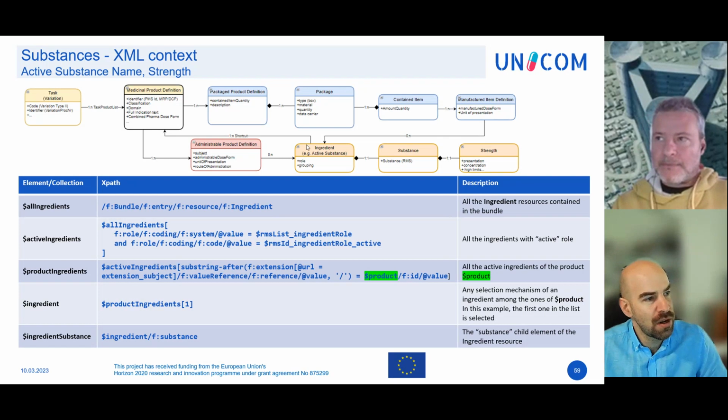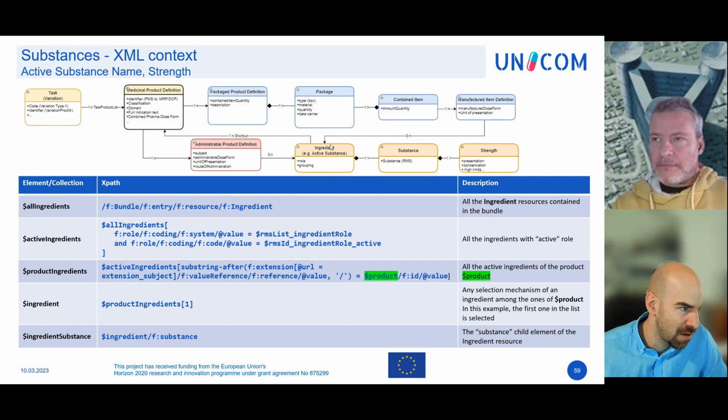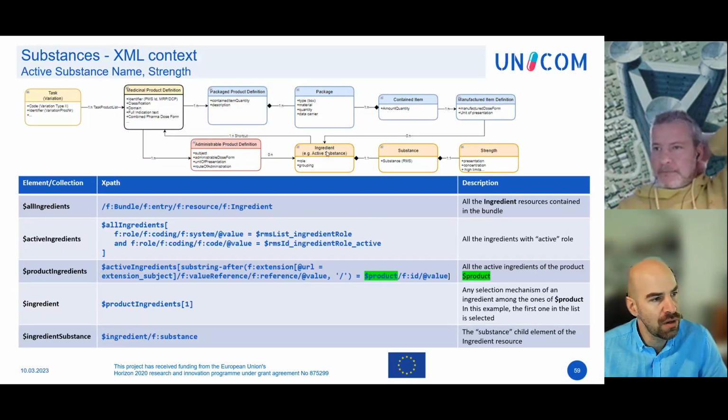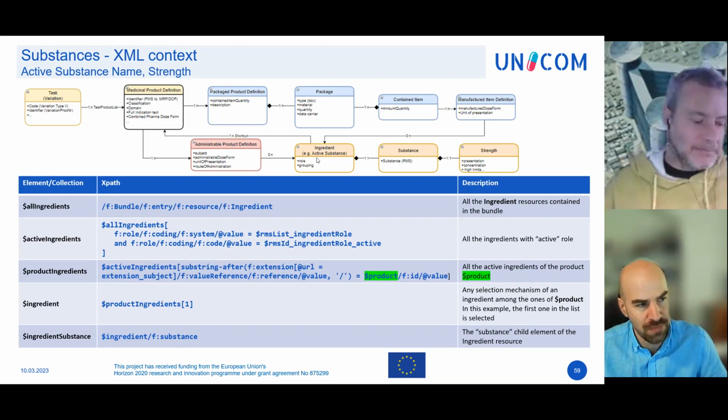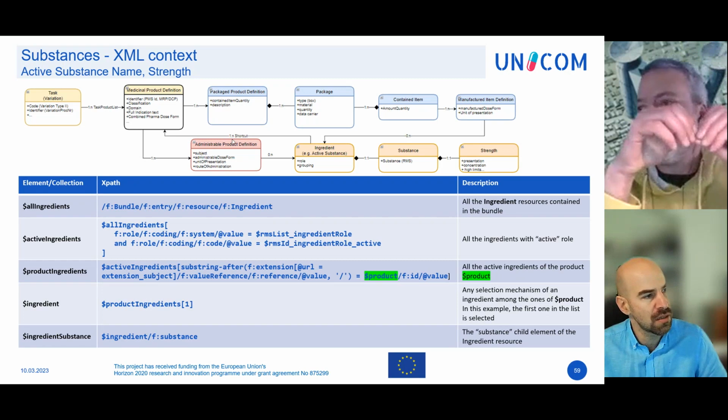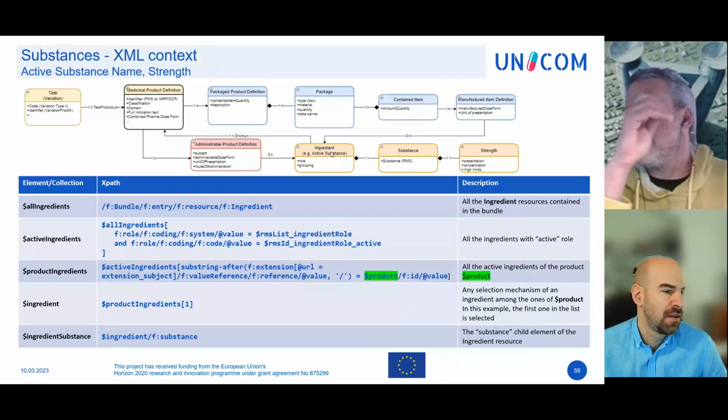But if you want to know more, like exactly where is this ingredient inside, what is it part of, you do need the administered product or the manufactured item, and you need to go the full path via package, contained item, manufactured item, etc. Then you know which ingredient belongs to which manufactured item. But if you just want to have the active substance or the list of active substances, follow this shortcut that we did.